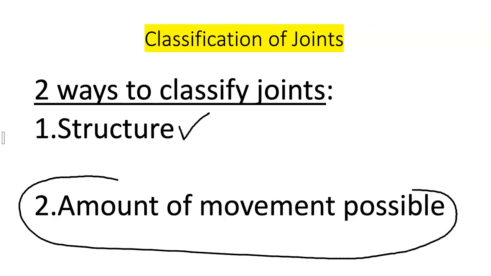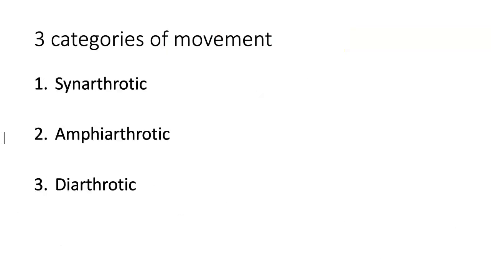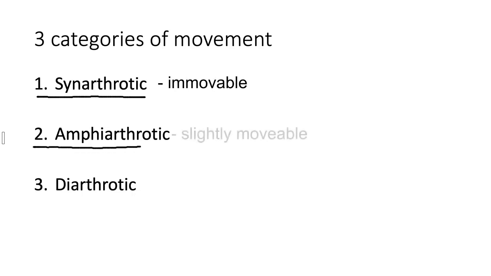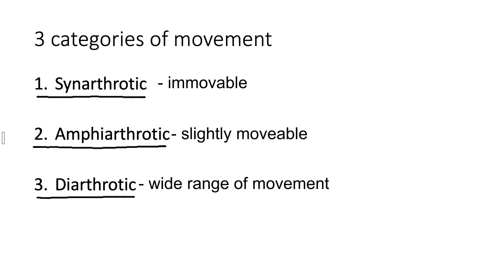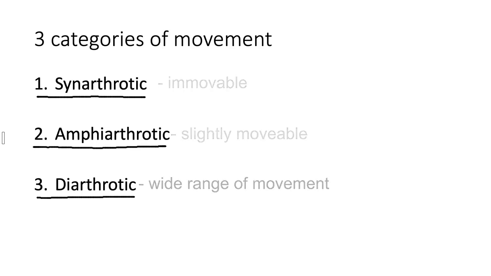Now that we've looked at the three different categories of joints based on structure, let's talk a little bit about how joints are classified based on the movement that's possible. There are three categories of joints based on the amount of movement possible. One type is called synarthrotic. That would be when the bones are immovable, there's no movement, compared to amphiarthrotic. That would be a slight amount of movement is possible, compared to diarthrotic. That's a freely movable joint.